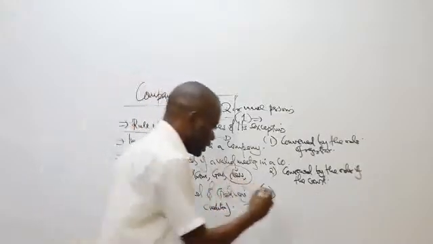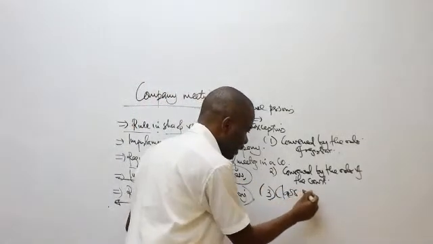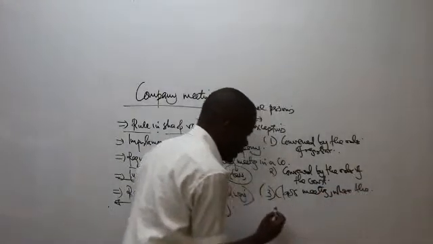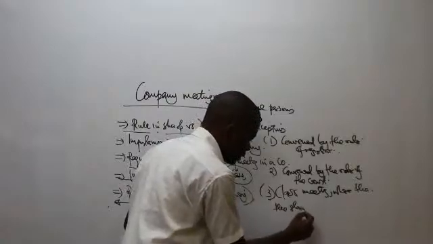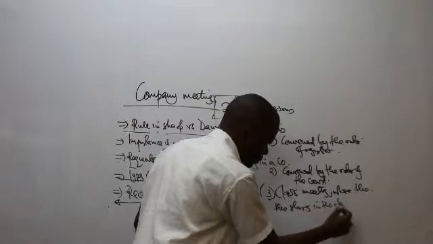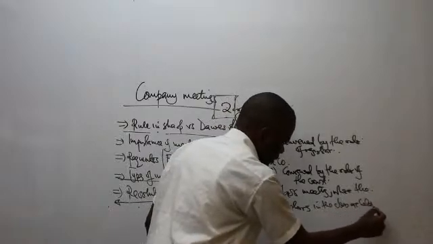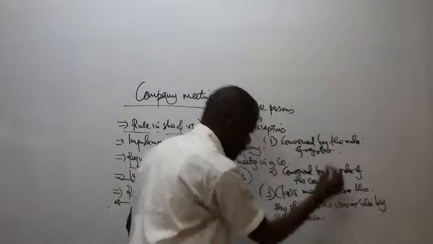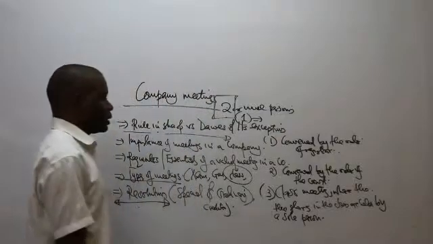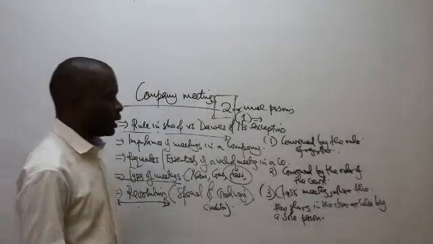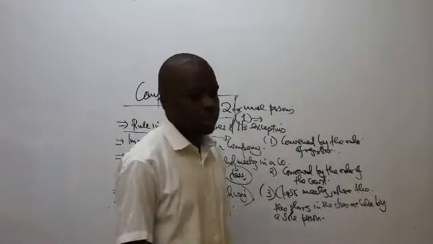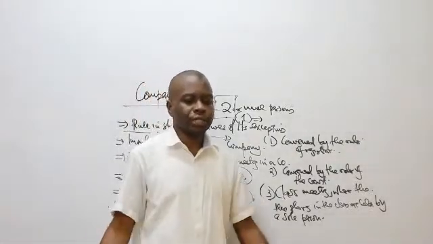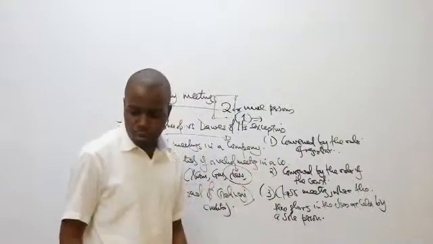So number three, we are saying if we have a class meeting where the shares in the class are held by a sole person, then that class meeting will be held by the sole shareholder who has all the shares in that class. So that is another exceptional circumstance.